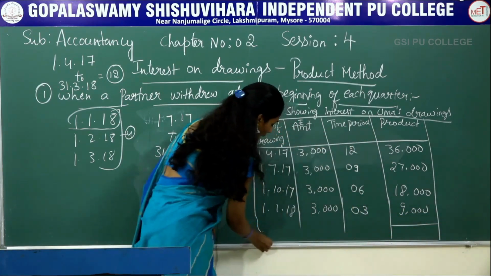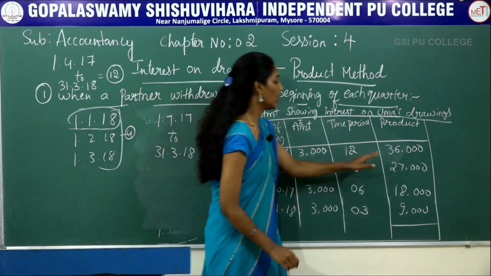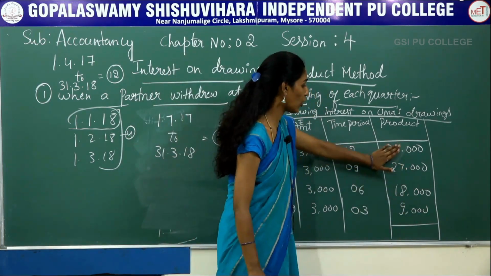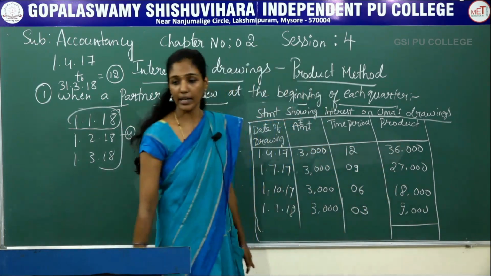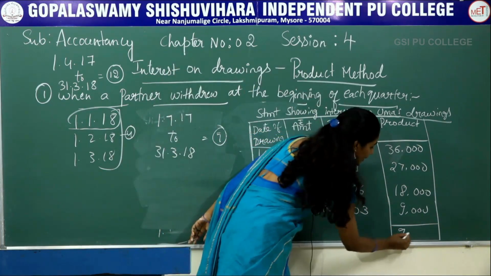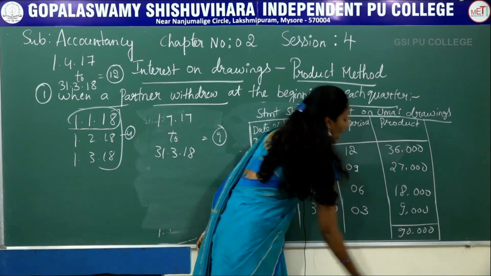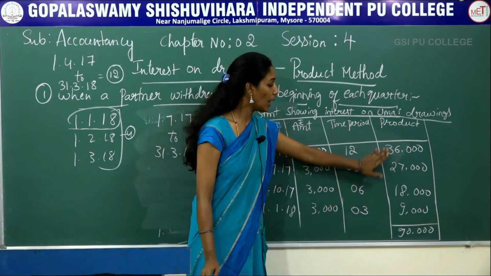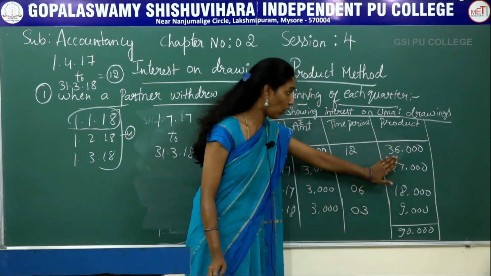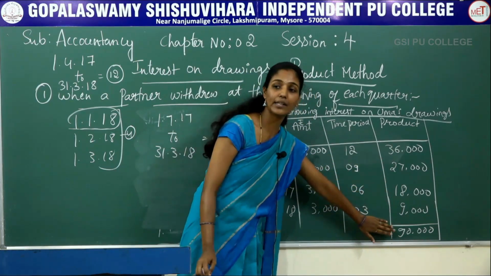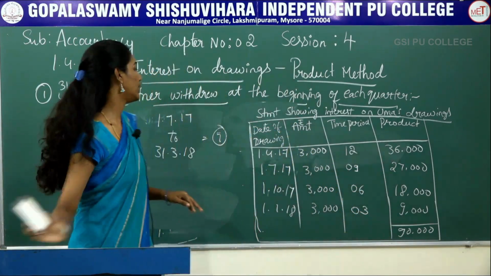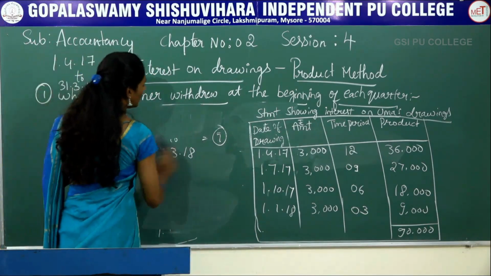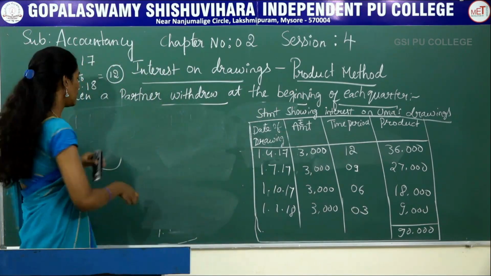Then you have to make a total of all the products, that is you will get 90,000. After multiplying each drawing with its time duration, you have to add all the products together, then you will get 90,000. Then you have to apply the formula of product method.